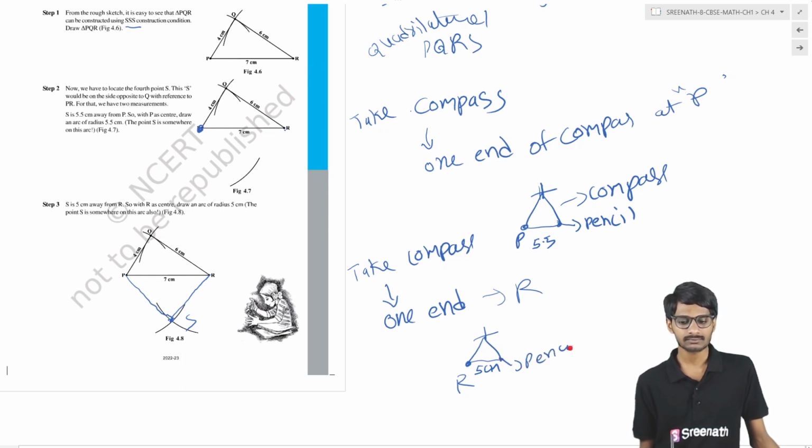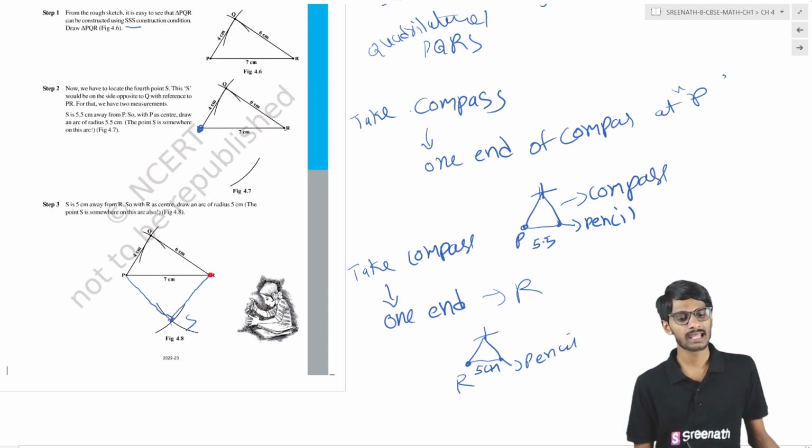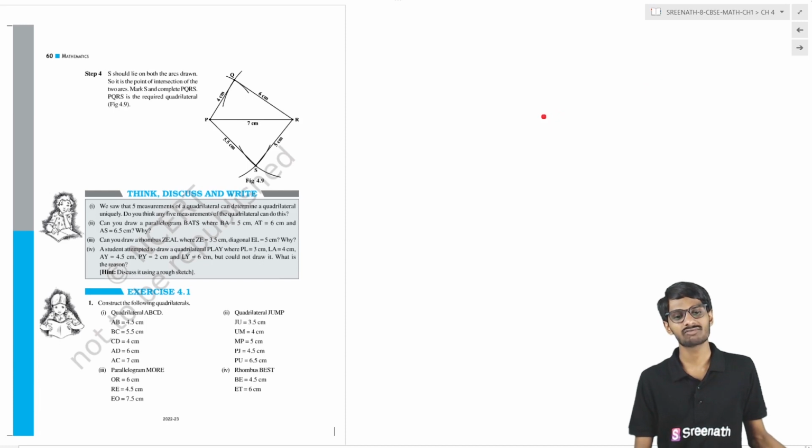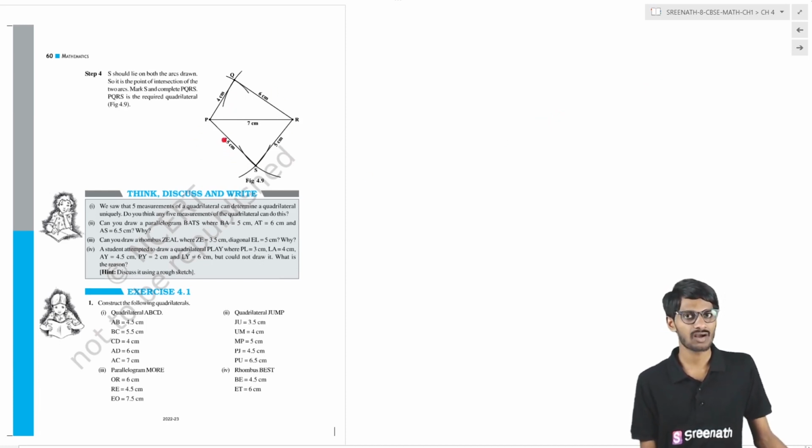Here there is a pencil, and with the pencil draw an arc like this. These two arcs will intersect at one point. From that point you have to draw line segments to R and P. Finally your quadrilateral will be ready, students. So this is our final quadrilateral. In that way you can construct the quadrilateral, students.